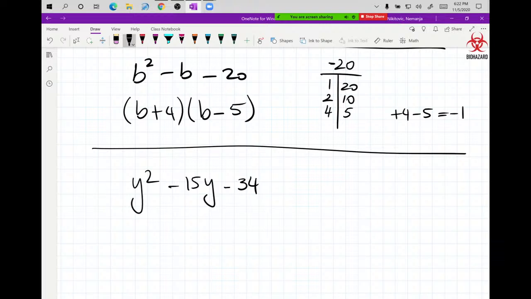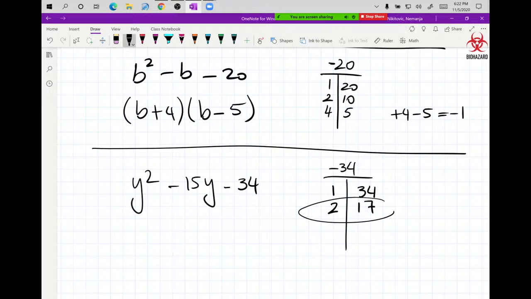So what are the numbers in the chart? 1 and 34, 2 and 17. Anything else? Well, we don't actually need anything else, because we already found it. How do 2 and 17 make -15?